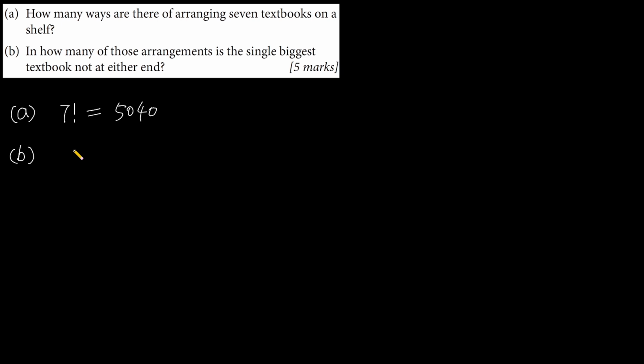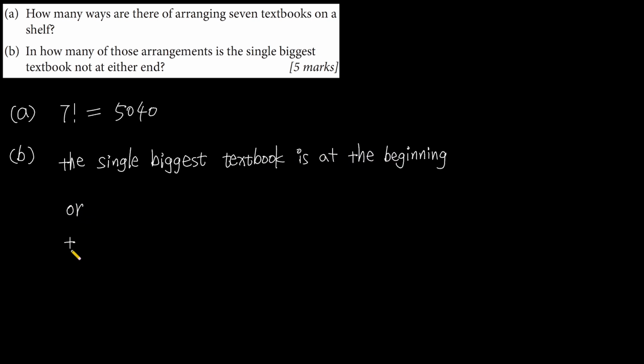The single biggest textbook is at either end can be broken down into the single biggest textbook is at the beginning, or the single biggest textbook is at the end. So the single biggest textbook is at either end includes these two cases. Case 1, the biggest textbook is at the beginning. Case 2, the biggest textbook is at the end.